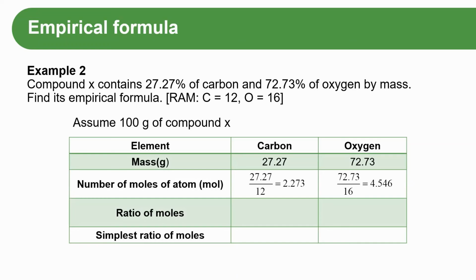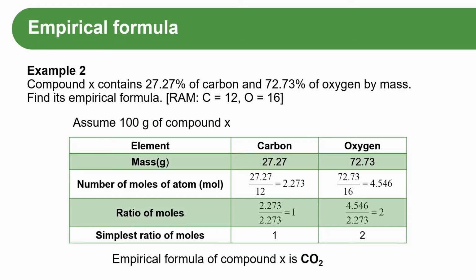First, divide by molar mass to get the mole, and from here, to find the ratio, we divide by the smallest number between the two, which is 2.273. And now you get the ratio of carbon to oxygen is 1 to 2. And we can conclude that this compound is actually carbon dioxide.